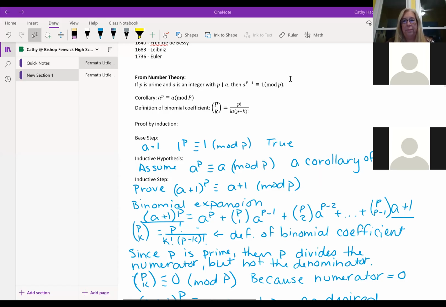So I'm going to share my screen, hopefully. Can you guys see that? Do you see my OneNote? No. I still see you. Okay. Yeah. Then that didn't work. Oh, there we go. Now you should see my OneNote.